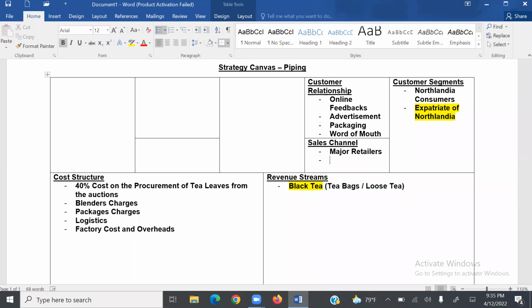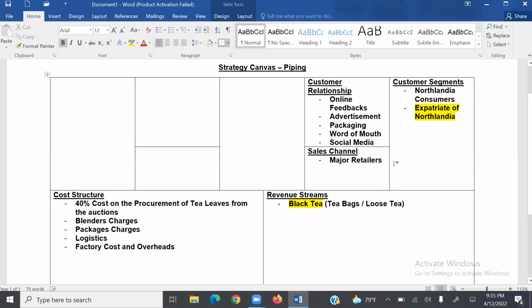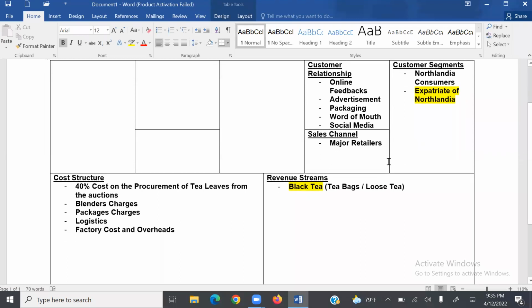Social media, sir. Is social media a sales channel or a marketing media? Marketing. So I'll write that down as customer relationship and social media, because you do not have a platform oriented to sell your product. Are you clear what I'm saying? You have a platform in social media just to promote your product, but you do not have anything specifically focusing on selling. Is that clear?